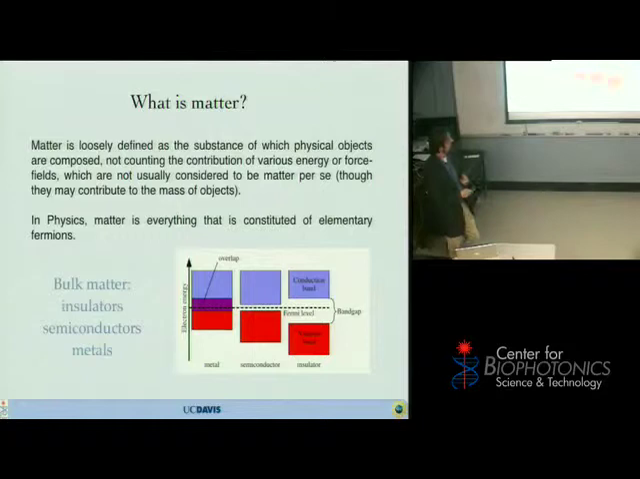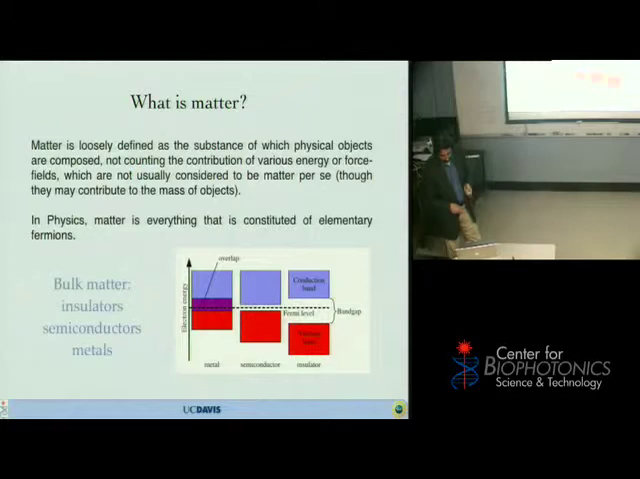Semiconductors, just because some of them can be used as probes in biophotonics, like quantum dots. And about metals, I'm going to talk in the sense that if you have small metallic nanoparticles, they can be used as probes as well, and the interesting interactions that can be observed between light and small metallic particles.